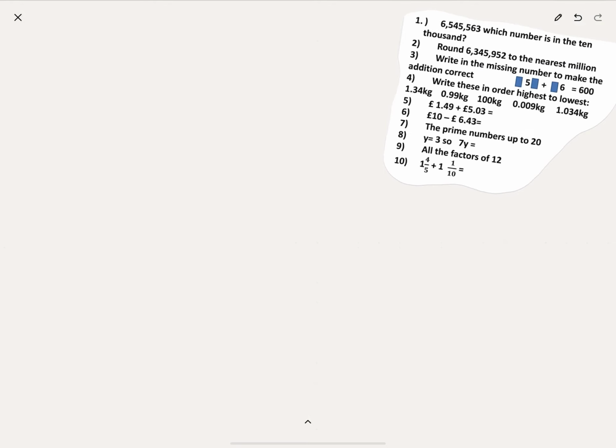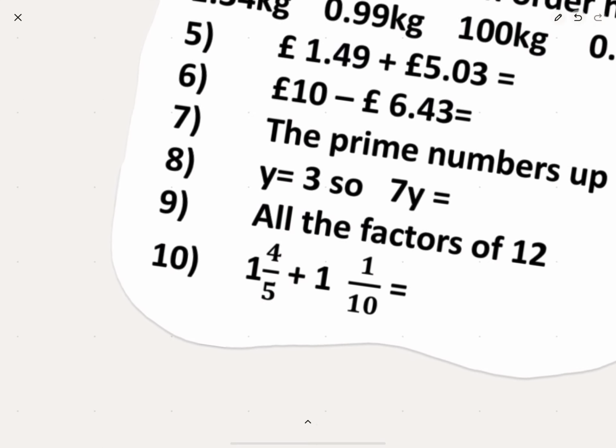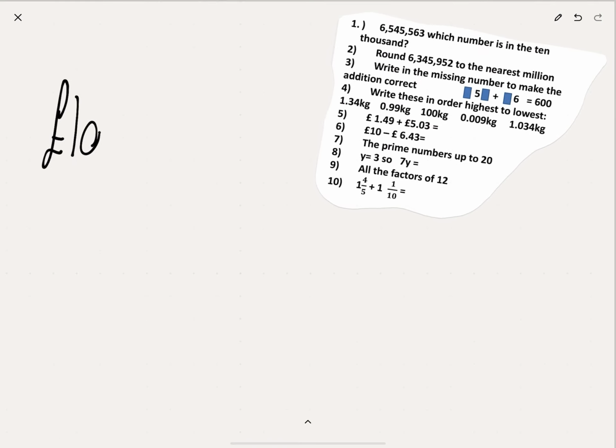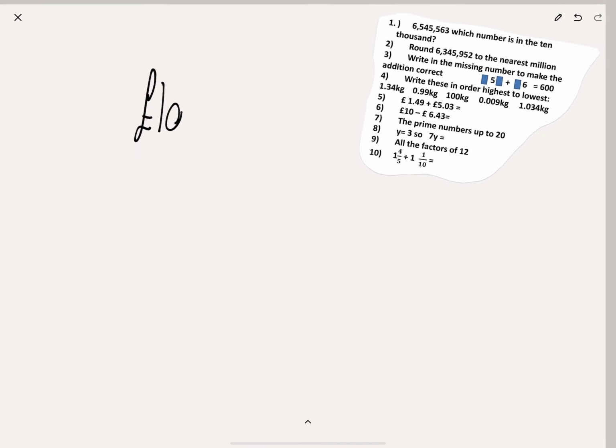Okay, £10 subtract £6.43. £10. Now what I'm going to do is partition £6.43 down into its elements. So I'm going to do £6, then I'm going to do 40p, then I'm going to do 3p, because I think it's a much easier calculation that way. Otherwise, you're trying to do this.